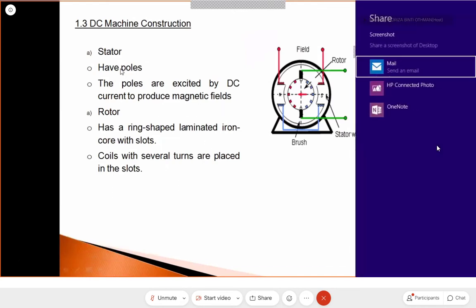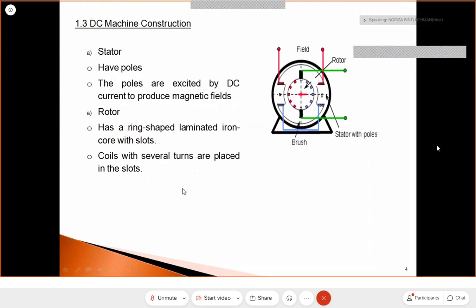Okay, stator have poles. The poles are excited by DC current to produce magnetic field. And rotor has a single shape laminated iron core with slot. Ni dia ada slot ni, and coil with several turn are placed in the slot. Okay, so itu adalah DC machine construction.